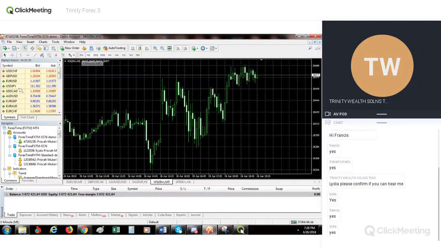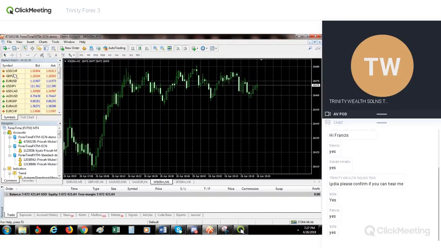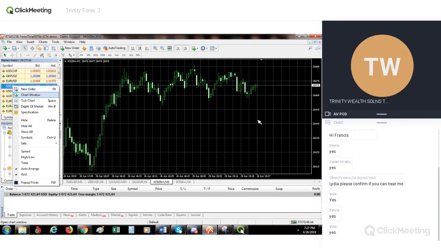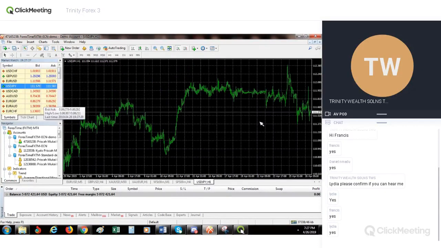Then we have what we call the market watch. On your extreme left, we have the pairs, the instruments. So if you want to add a pair to your window, you just click on it. Like I don't have USDJPY, so I will click on it. It gets highlighted in blue. I right click, then I select chart window, and it gets imported to my chart window. Then when it comes, it's always in the form of a bar chart.